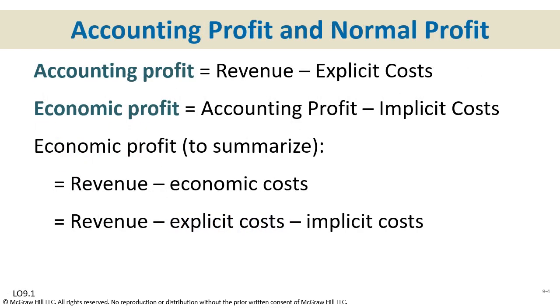If we take a look here, we have two forms of profits. Accounting profit is revenue, or what you make, minus your explicit costs, or what you spend. So in an accounting sense, that means we made money. Whereas economic profit is accounting profit minus implicit costs. And what that means is not only did you make an accounting profit, you still made more money than you would have doing something else. So revenue minus economic costs, that is economic profit.